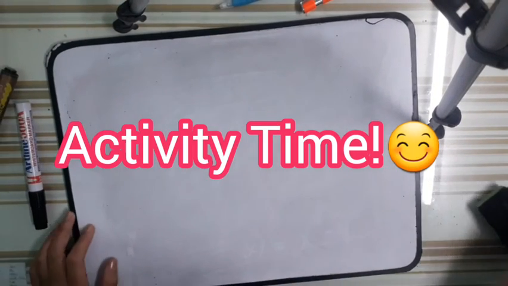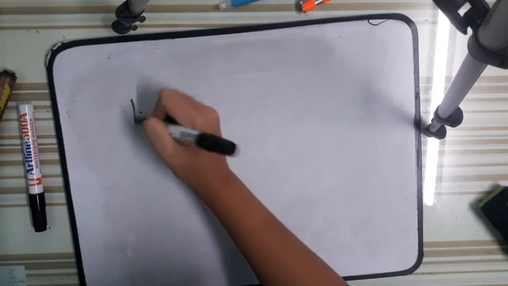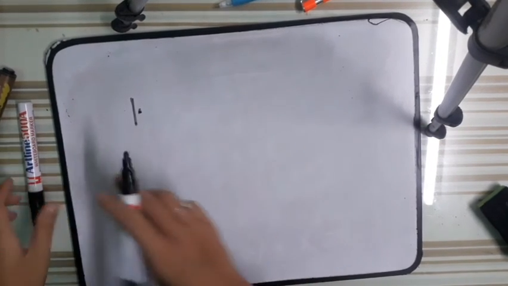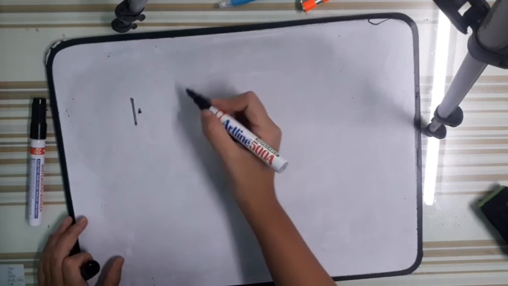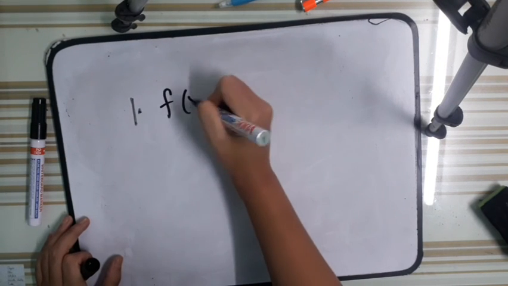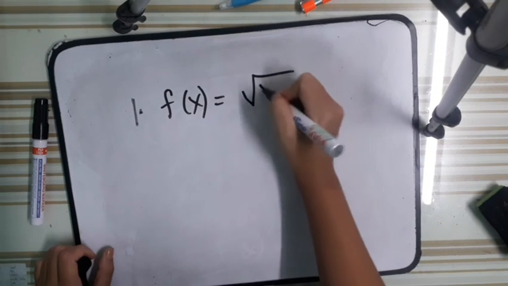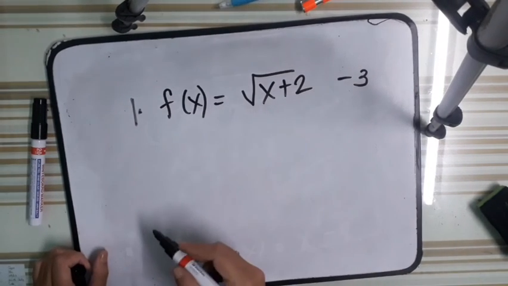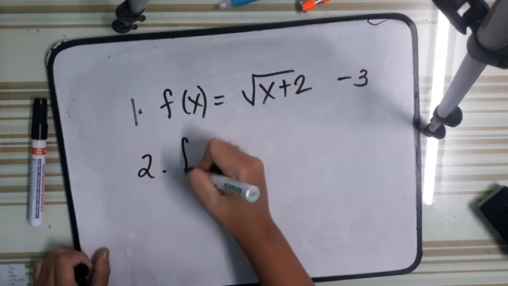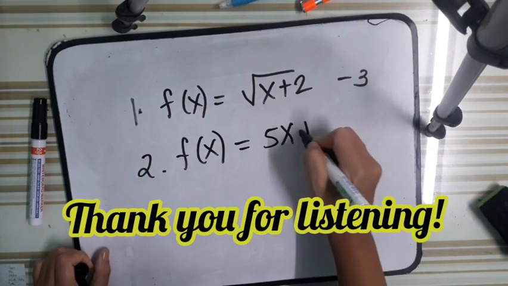Okay, for your activity, answer the following. Find the inverse of the given. Number 1, f of x is equal to the square root of x plus 2 minus 3. And number 2, f of x is equal to 5x plus 11.